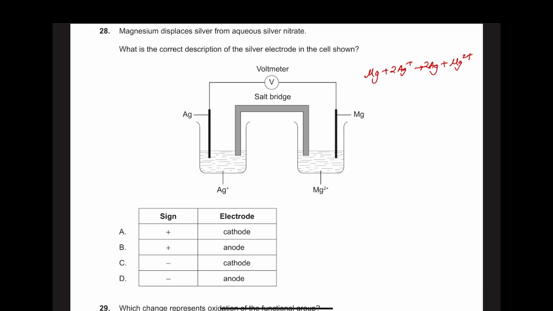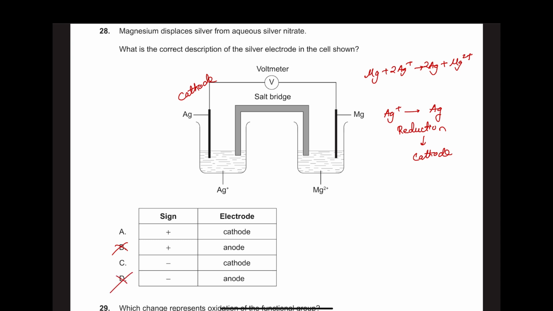Fine. So we have to describe the silver electrode. Now, if you look at the half reaction involving silver, Ag+ to Ag, this is a reduction reaction. Reduction occurs at the cathode. Oxidation occurs at the anode. So this is a cathode. Eliminate options B and D.